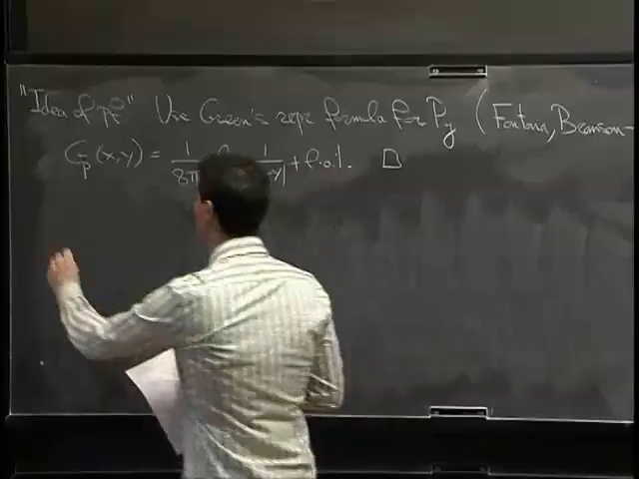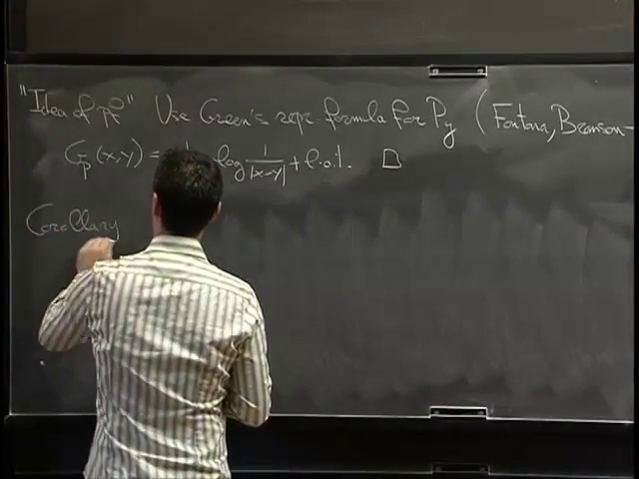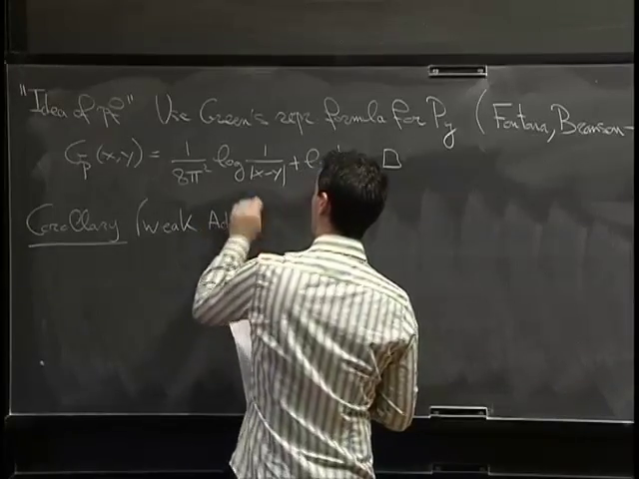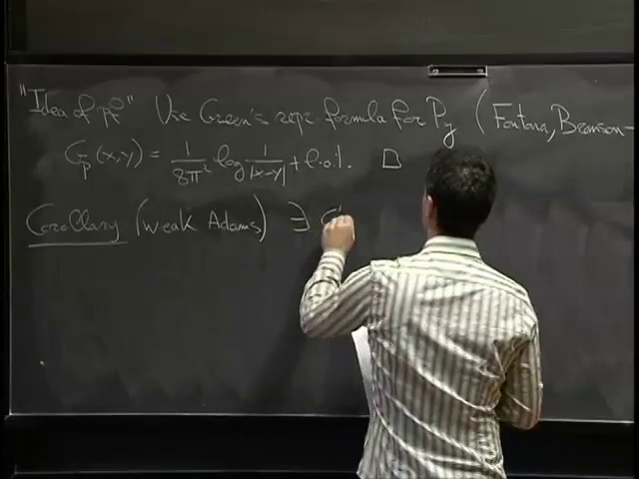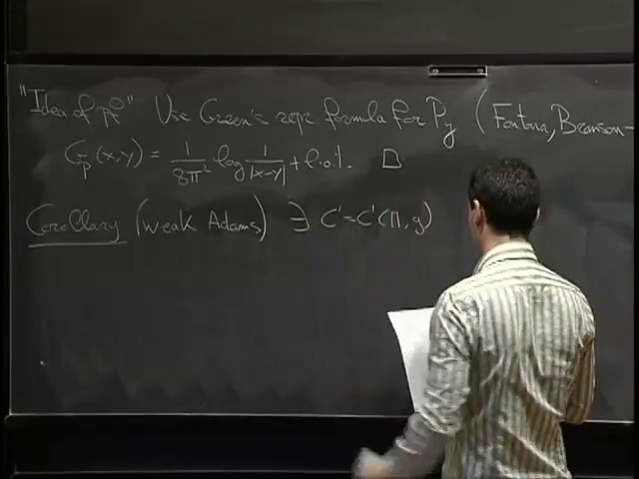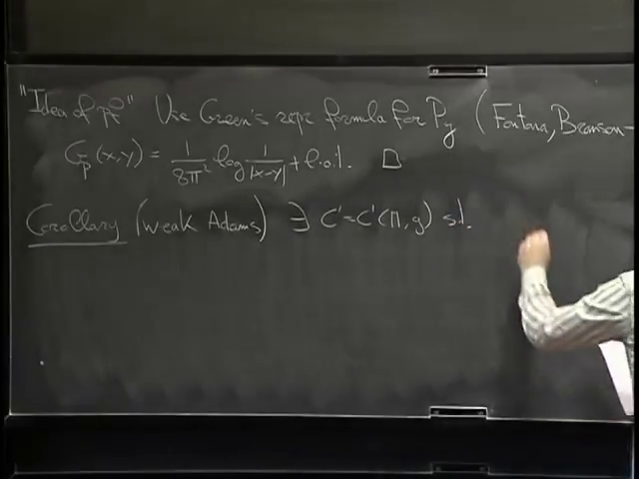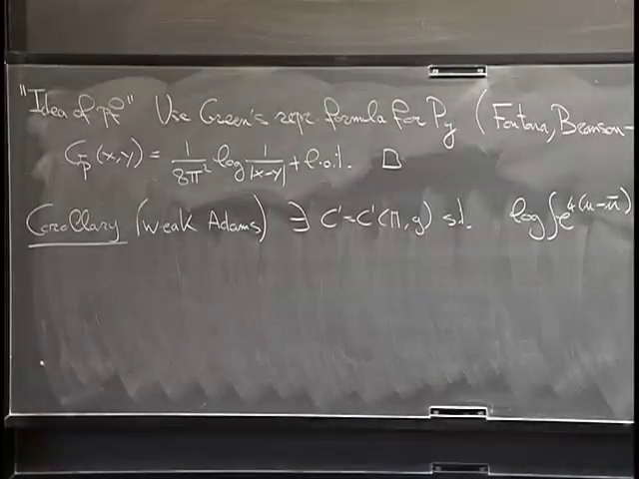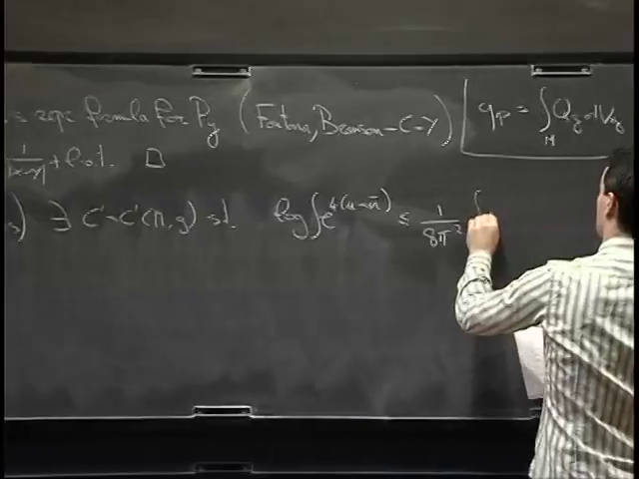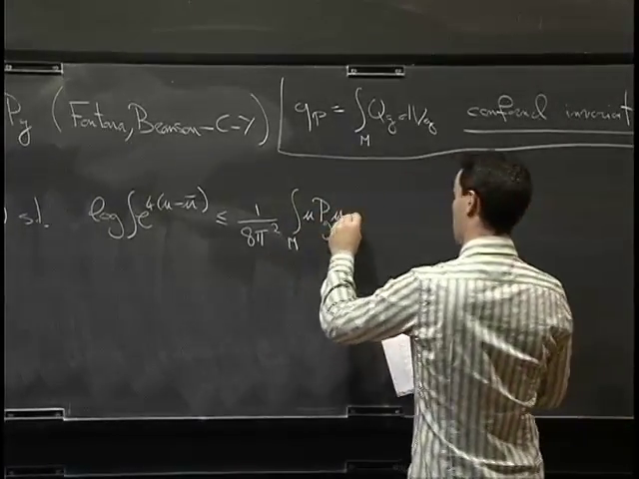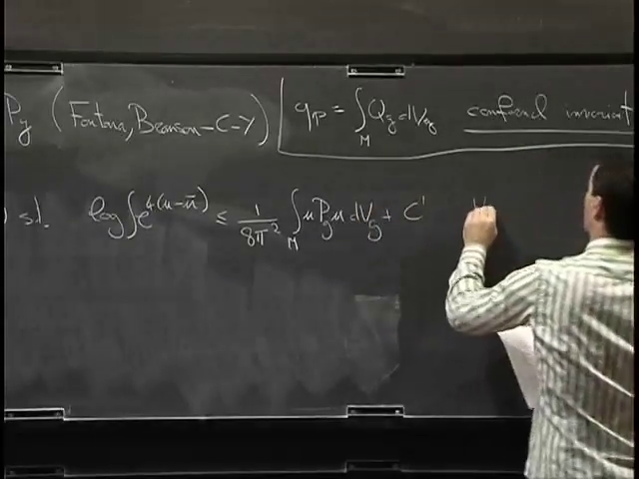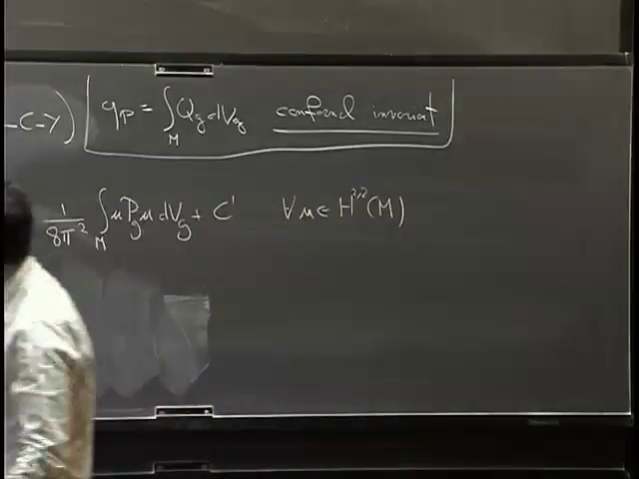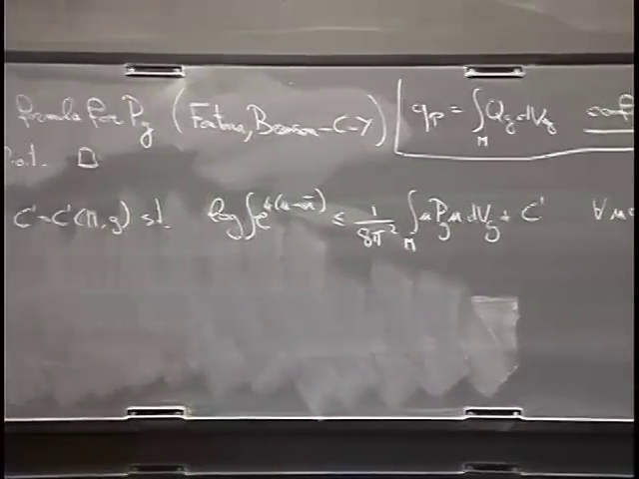Okay, and as a corollary, which I will call the weak Adams inequality, is the following. There exists another constant C prime, equal to C prime of M and g, such that the log of the integral of e to the 4(u minus u bar) is bounded by 1 over 8 pi squared times the integral of u P_g u over M dV_g, plus C prime, for any u in H^2_2 of M. So the proof is one line. Proof of corollary.